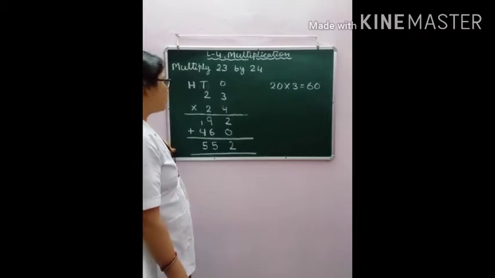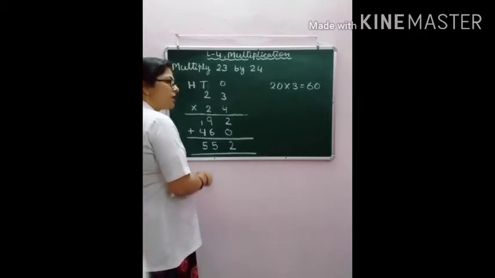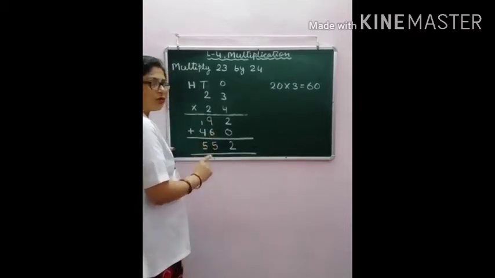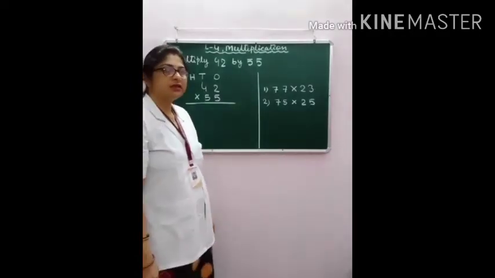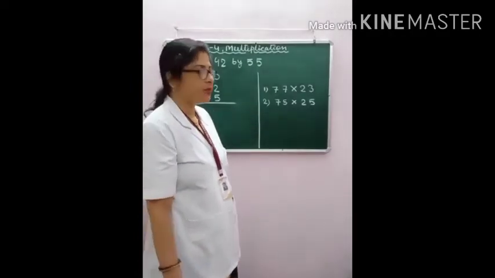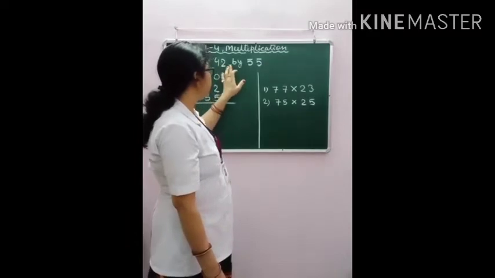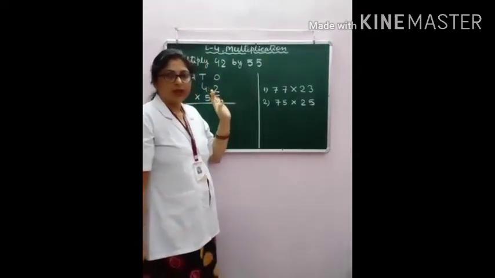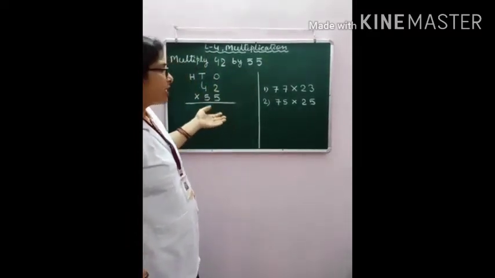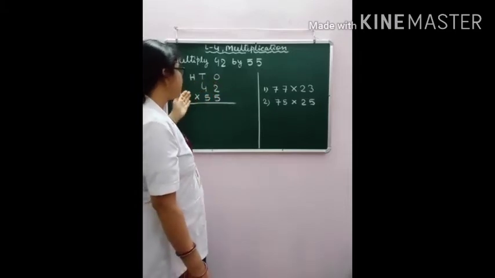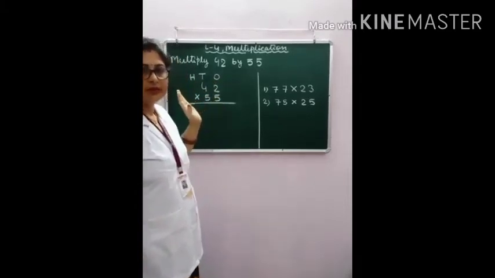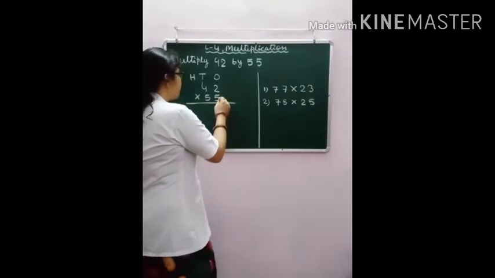Okay, now you can pause your video here and write it down in your notebook. Let's understand with the another example. 42 multiplied by 55. Now what I have done here? I have already written the numbers according to the places. So let's start multiplying.